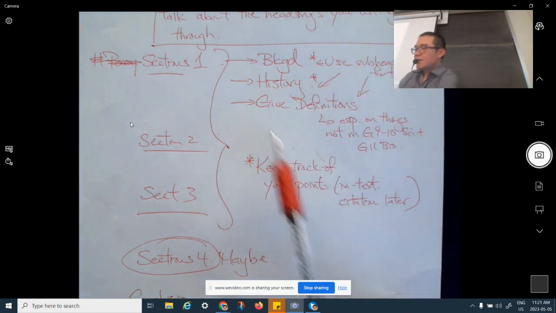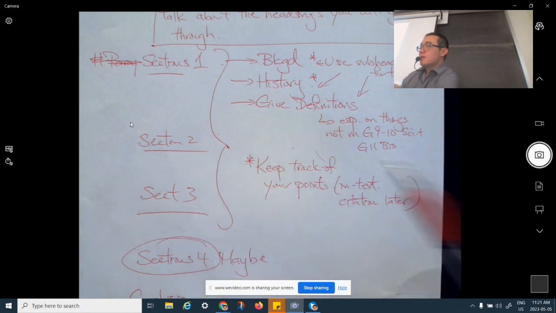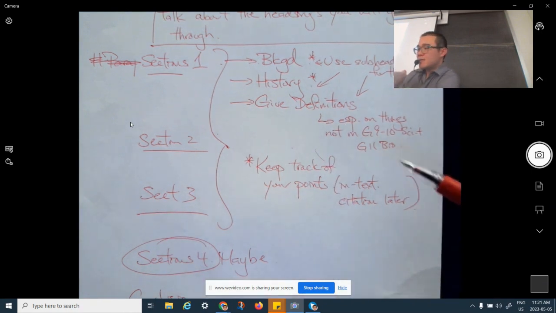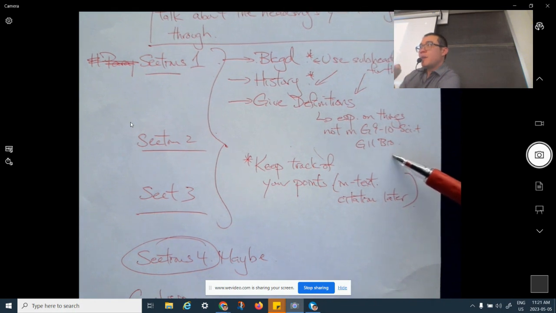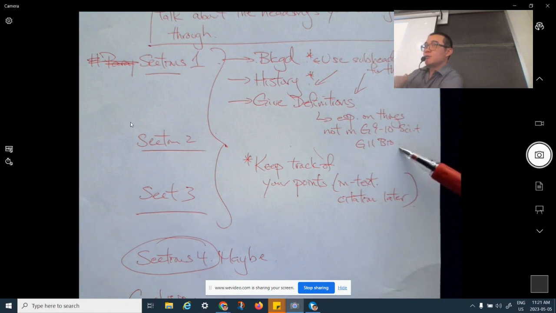And definitely give definitions of terms, especially things that they don't teach in grade 9 and 10 science, and that were not in the grade 11 bio syllabus. Make sure you give definitions, and make sure you give in-text citation to that too. Okay, don't forget those things.